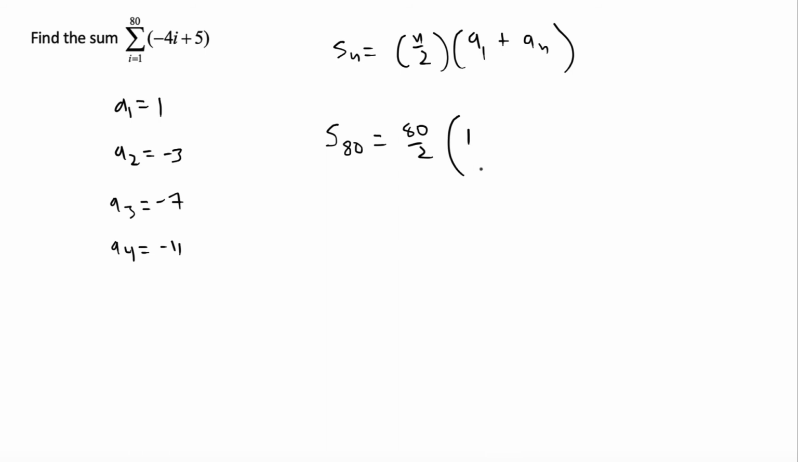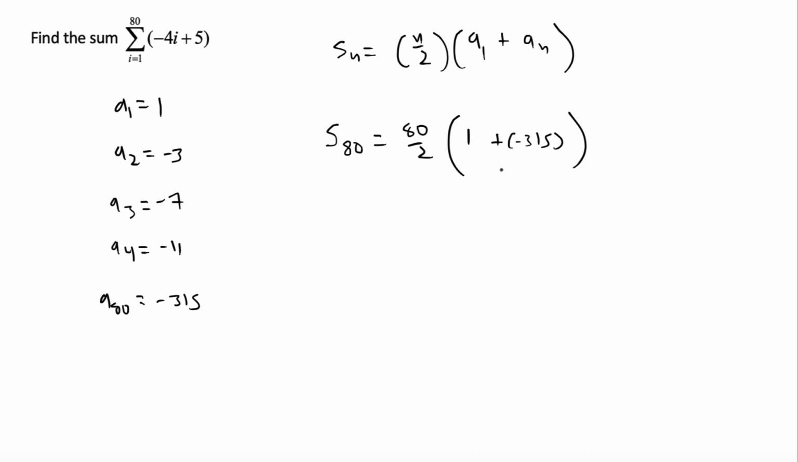Well, we know what the first term is. The first term is just 1. So we can just calculate what the last term is here: 80 times negative 4, plus 5. That should be negative 315. So this should then be an, in this case the 80th term of the sequence. And then when we do this math, we should be able to find the answer here.